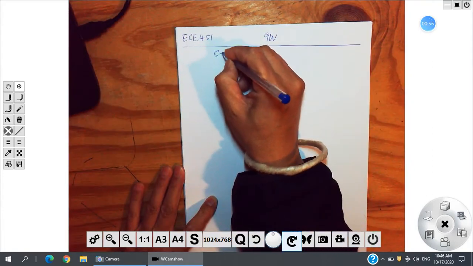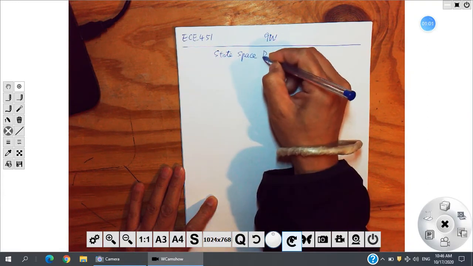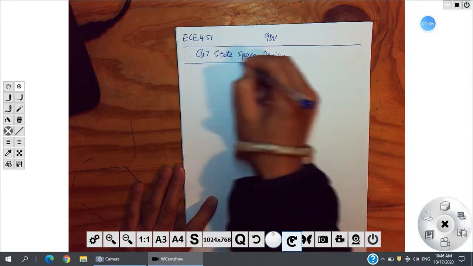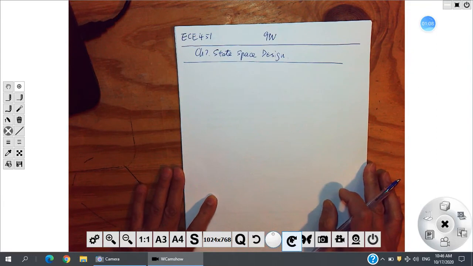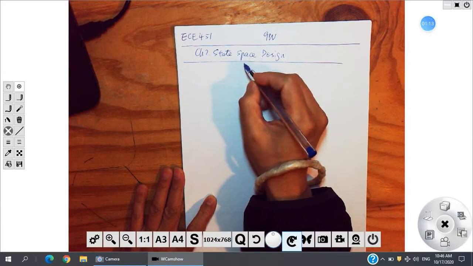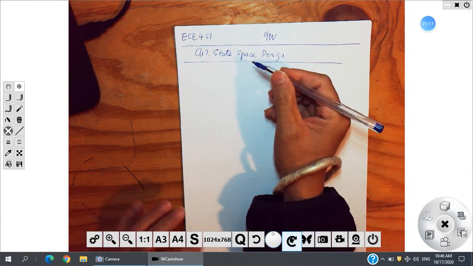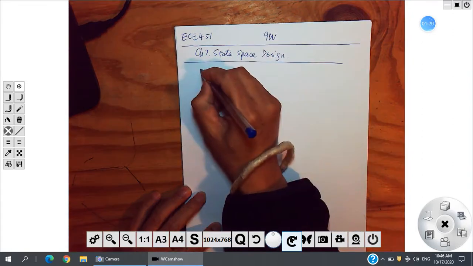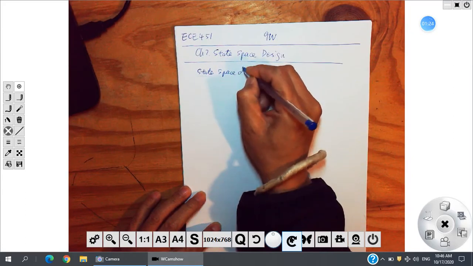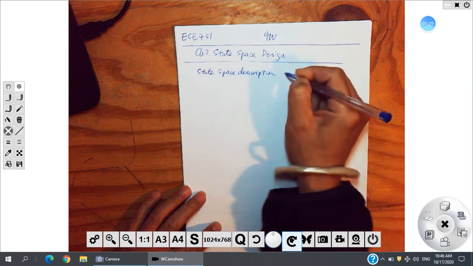State space design. This is chapter 7 of the textbook. First, what is the state space? State space is a different way to describe the system. So we have the state space description of a system.